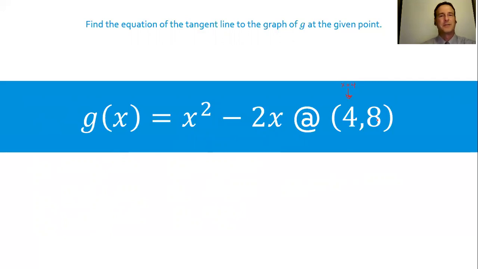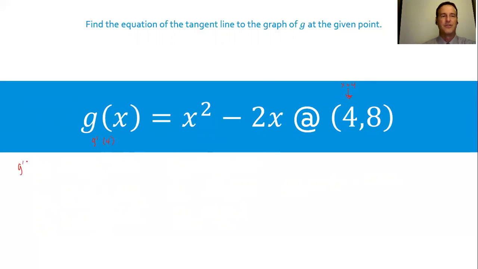This y equals 8 will come into play because in the end, I have to find the whole equation of the tangent line, but we'll wait on that, okay? Just for the sake of practice, let's find g prime of 4 by using our new method, okay?